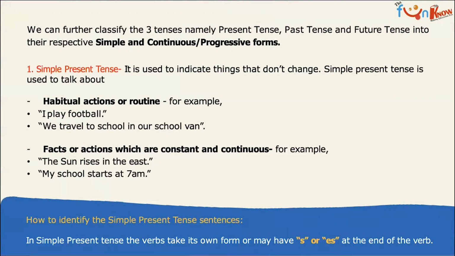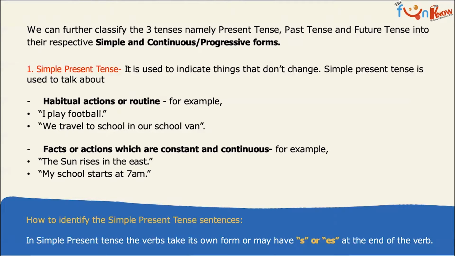We can further classify the three tenses, present, past, and future tense, into their respective simple and continuous forms. So we have simple and continuous present tense, simple and continuous past tense, and simple and continuous future tense. For the first one, we have simple present tense. It is used to indicate things that don't change. Simple present tense is used to talk about habitual actions or routine.